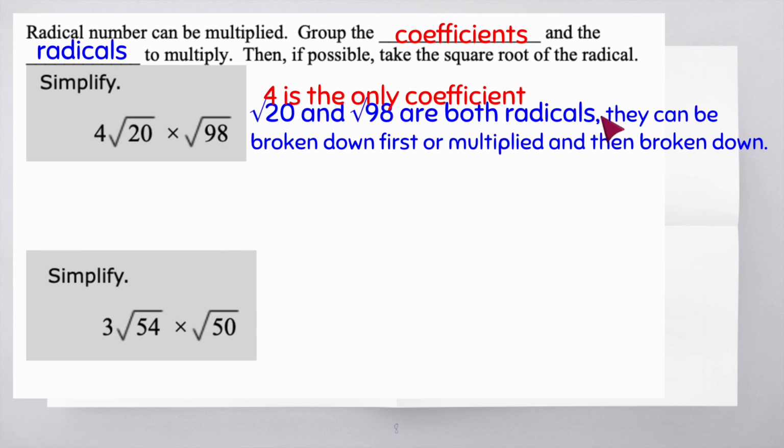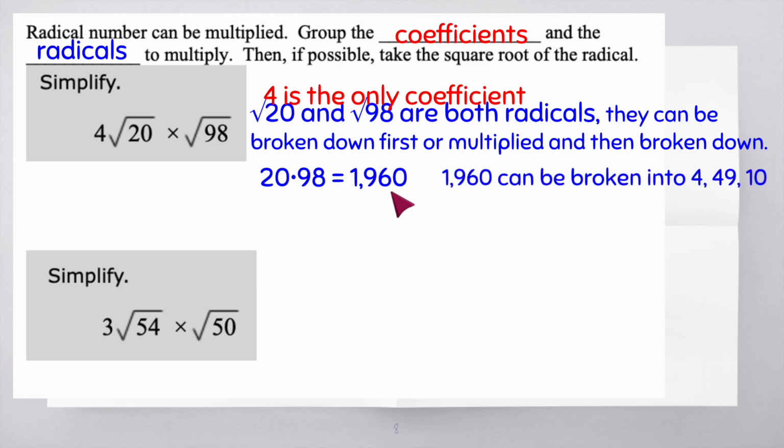So 20 and 98 are both radicals. They can be broken down first, or multiplied and then broken down. That's totally up to you. It's a preference. If you wanted to say 20 times 98 and then see if that has a square root, you could do that, or you could break it down from that large number. It is going to be a fairly large number. So you have 1,960, and you can try to see, can I take a square root of this?